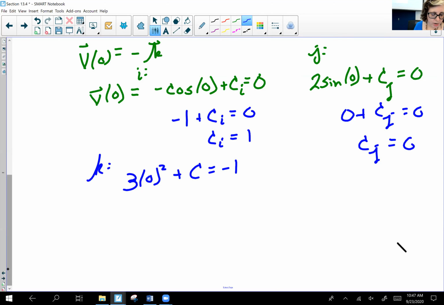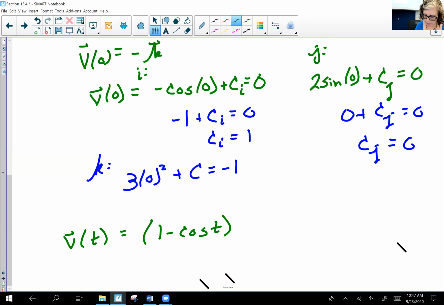All right, so let's rewrite now our velocity vector with the appropriate constants plugged in. That's why you need to stop, take a breath, and plug those constants in before you do another integral. So our velocity vector is then going to be 1 minus the cosine of t, that's I, plus 2 sine of t, that's my j component, plus 3t squared minus 1, and that's my k component.